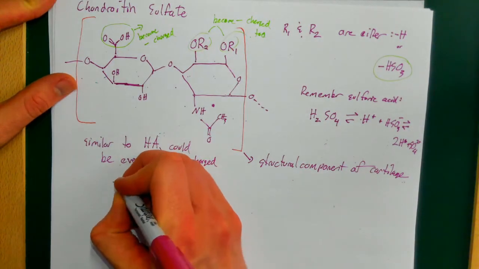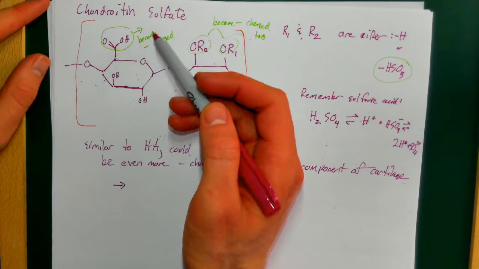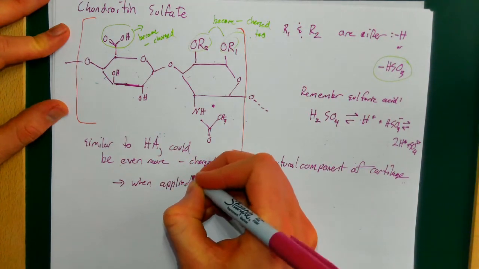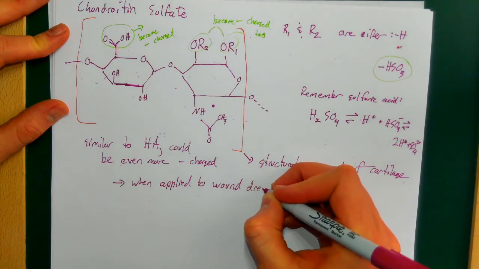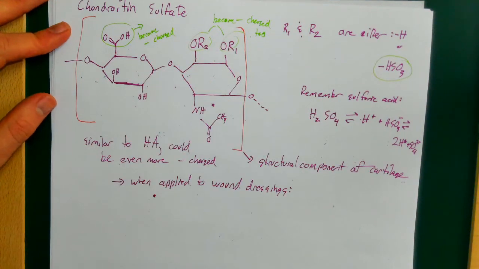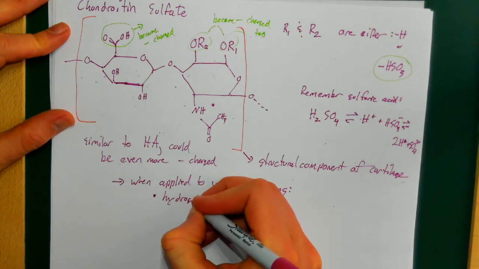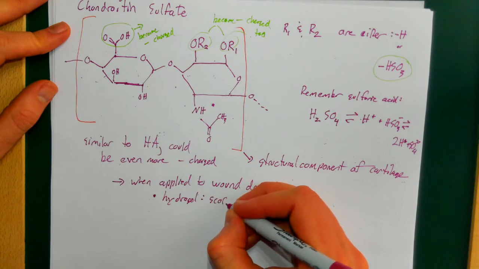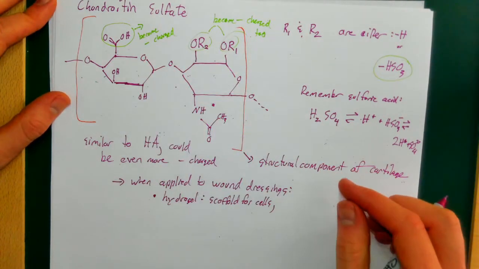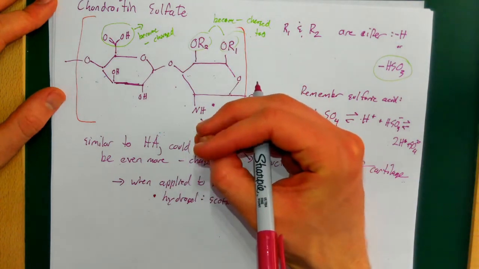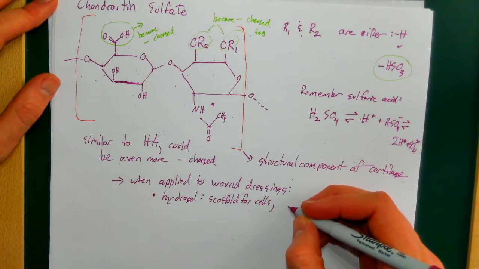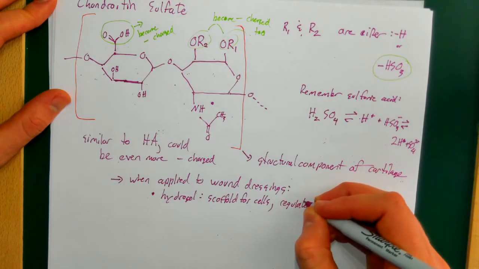And one cool thing is you can make wound dressings either partially or completely from chondroitin sulfate. When applied to wound dressings, it basically has two cool effects. The first cool effect is it's basically a hydrogel, and it can be a scaffold for cells, and it regulates moisture at the wound site. It's problematic if wounds dry out too much. Then the tissues can become fragile and crack and get more damaged. So it's a scaffold for cells and regulates moisture.